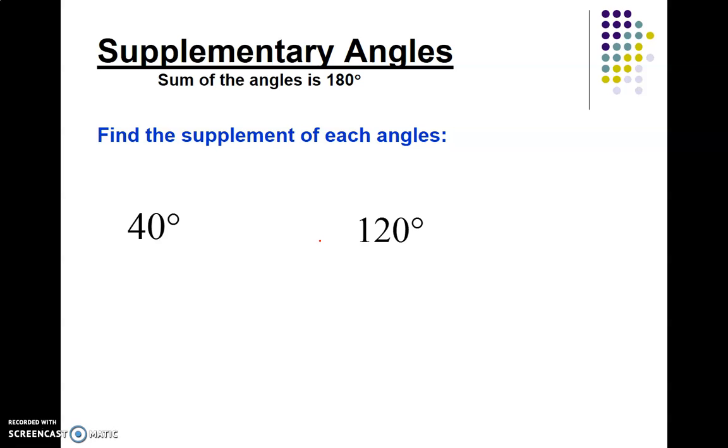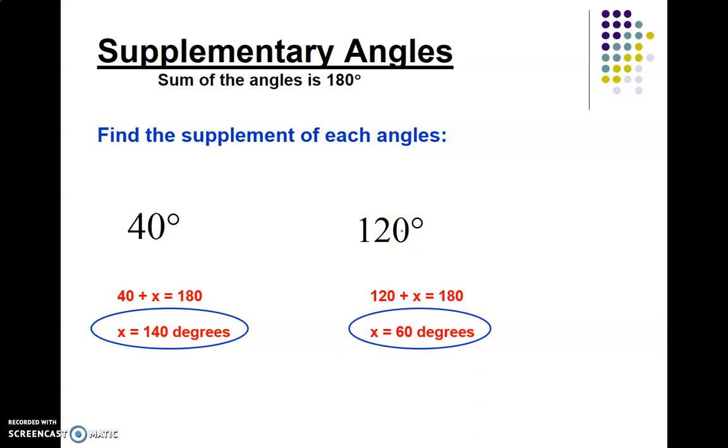Now we can come up with the supplementary angles. Find the supplement of each angle. Complementary is 90 degrees. Supplementary is 180 degrees. So the two angles each have a supplementary angle, which adds up to 180. Therefore, 140 degrees and 60 degrees.